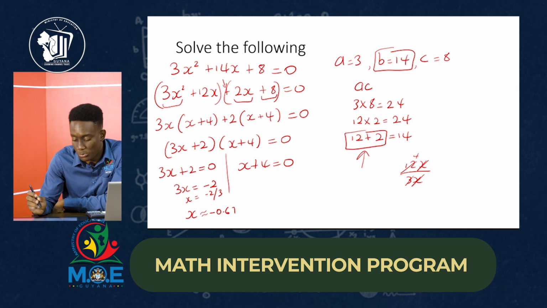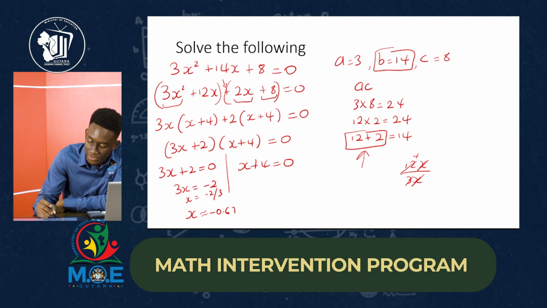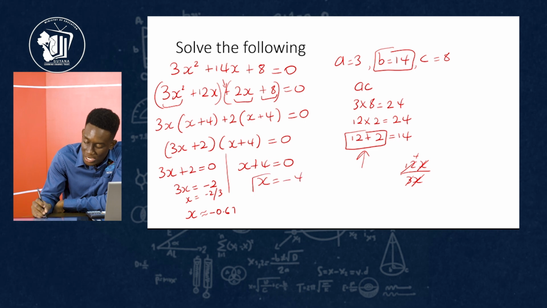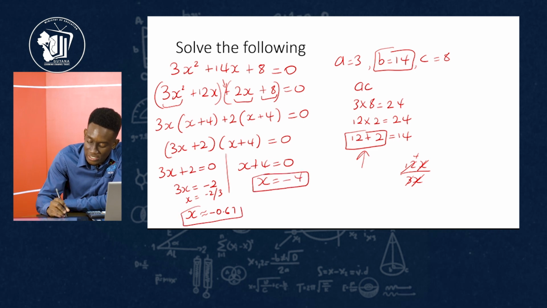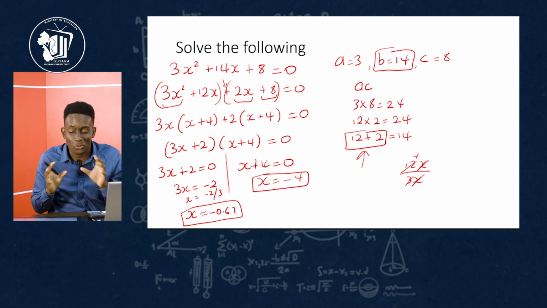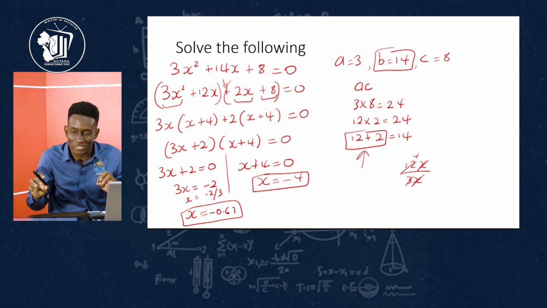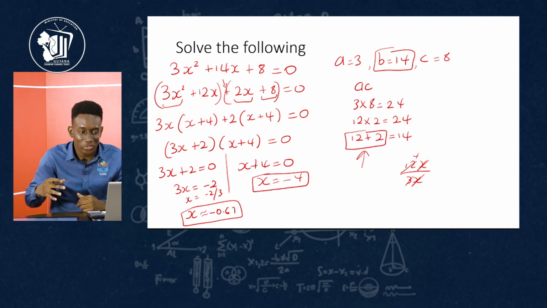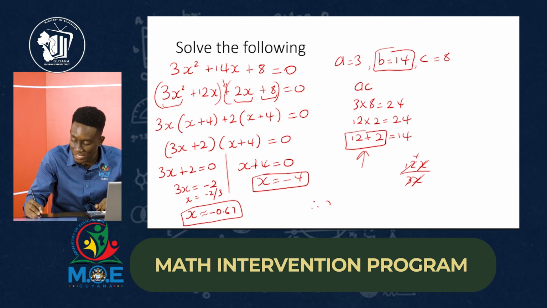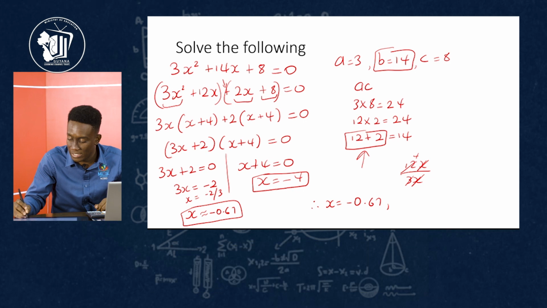So the next thing, we have x plus 4 is equal to 0. So x is equal to, the 4 is adding, and we take it over, we'll subtract. So we'll have x is equal to negative 4. So we have our two values for x. And of course, we can check to see if our answer is correct. You don't have to check as long as you know what you did is correct, but I would advise that you check. So in your own time, you can check to see if this answer is correct. So we can end off by saying, therefore, x is equal to negative 0.67 and x is equal to negative 4.